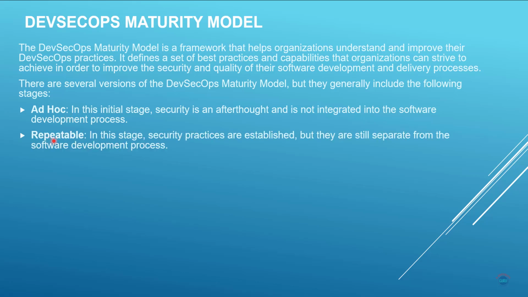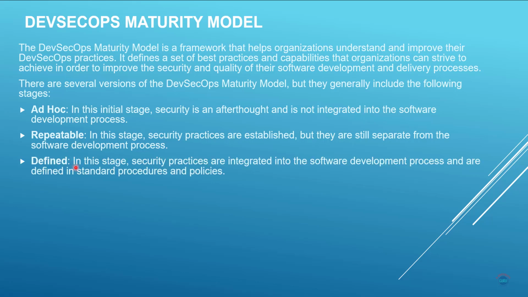Then there is a stage called repeatable. In this stage, security practices have been established. It means that security teams are working, but they are not integrated with the development team. Development team and security teams, they are working in silos. There is no connect between these two teams. If this is the current state, then you are at repeatable stage of DevSecOps maturity model.